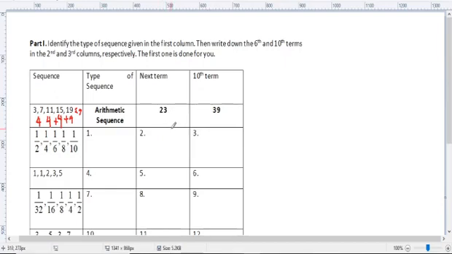Diba? And then, so itong next term dito yung 6, diba? 6th term pala to. A sub 6. So, kaya, naging 23 kasi yung common difference ay 4. Diba? Yun.